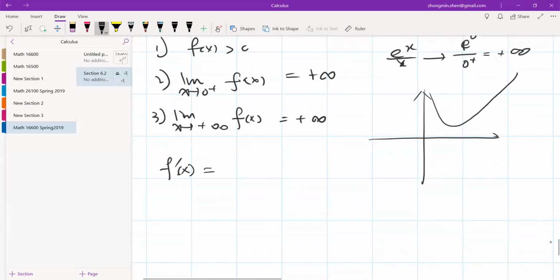I guess it's the pen problem. Okay, I'm trying a different pen later.